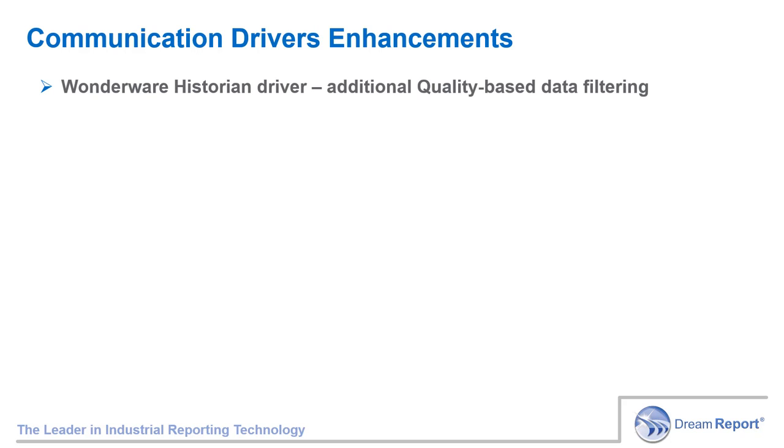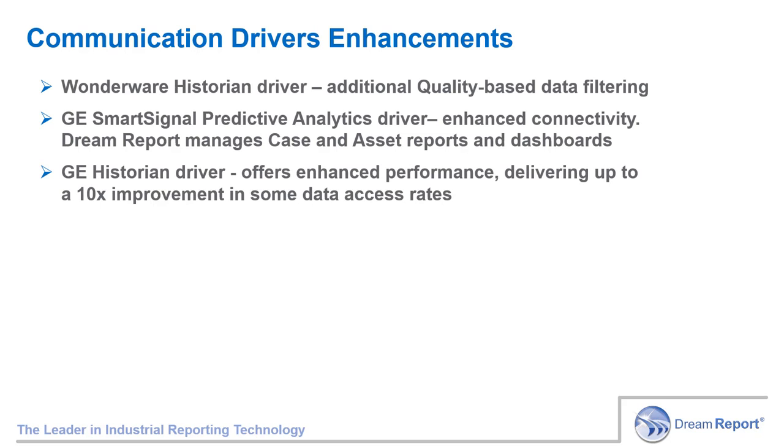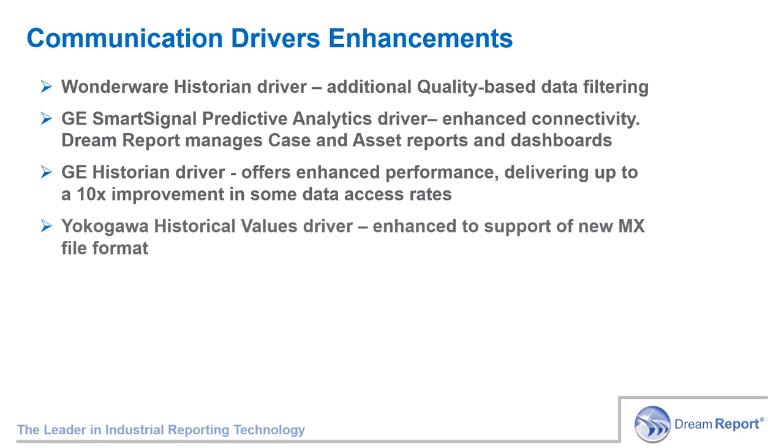With the existing Wonderware Historian driver, we've included a filtering option based on a specific data quality. A customer requirement has been to ignore a value at the start of a query period if needed, and this option is now exposed. We've enhanced the GE Smart Signal Predictive Analytics driver with new functionality, and with the existing GE Historian driver, the connectivity has been optimized to deliver up to a 10 times performance improvement in certain scenarios. And finally, the Yokogawa Historical Values driver has been updated to support Yokogawa's newer MX file format.